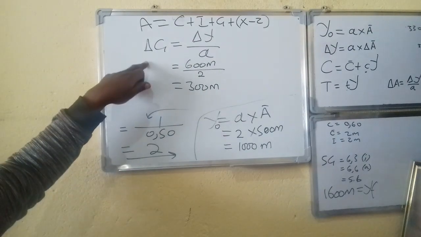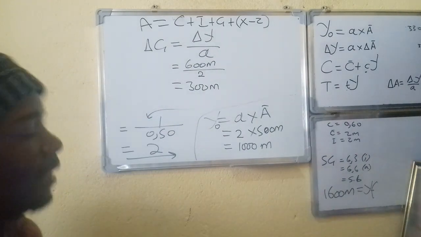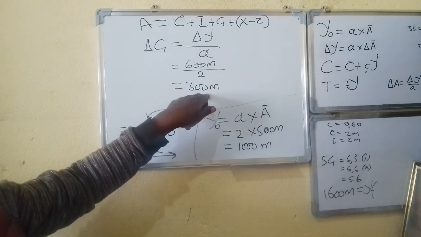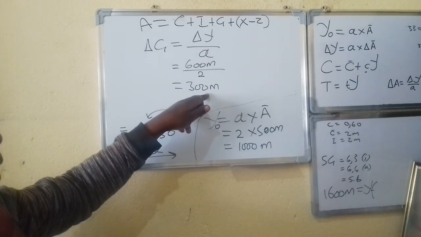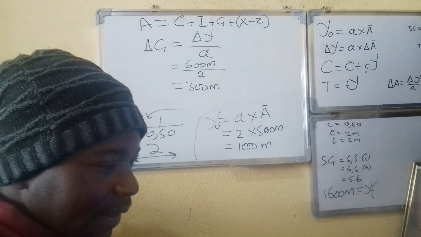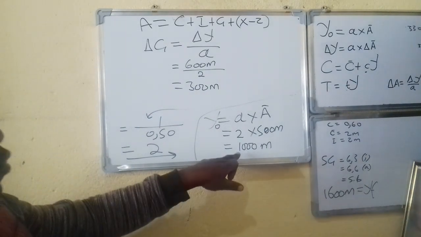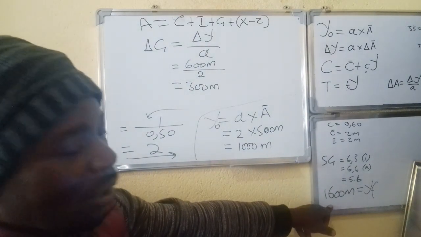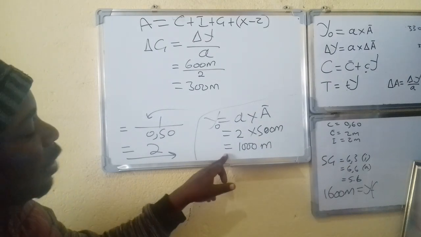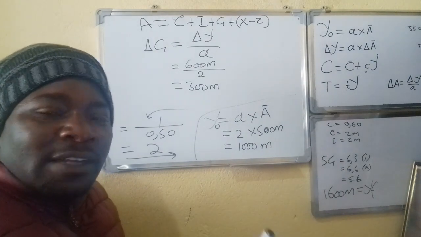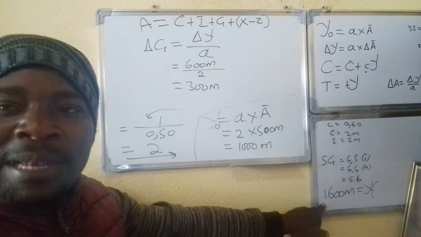So government expenditure must change by 300 million. Or there must be an additional 300 million on government expenditure in order to cause us to move from the equilibrium level of income to a full employment level of income. Remember, the equilibrium doesn't mean that it's the desired position. The desired position is the full employment level.